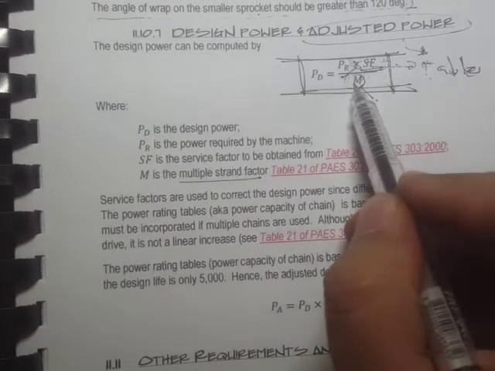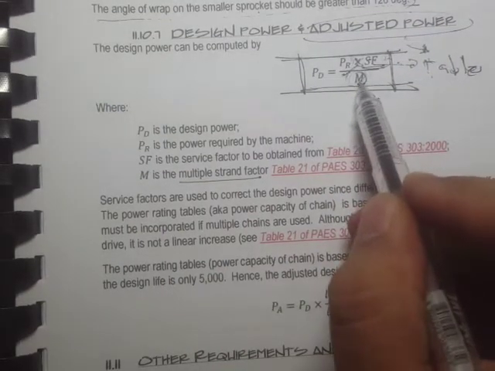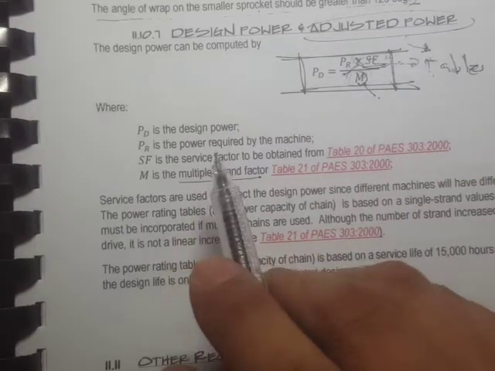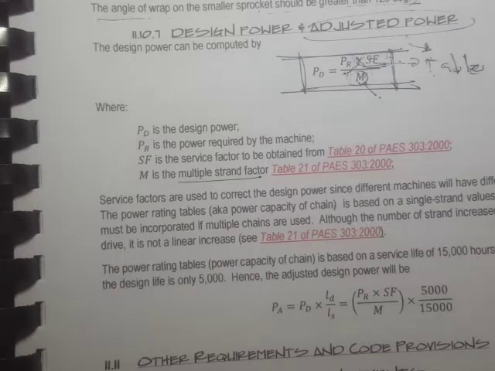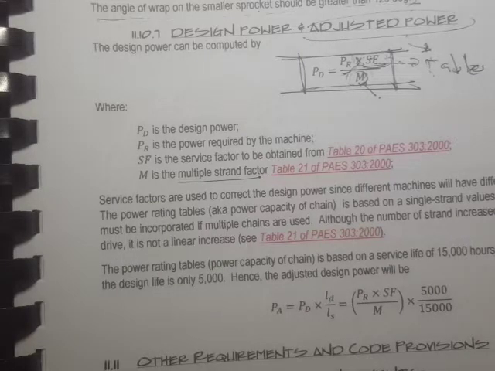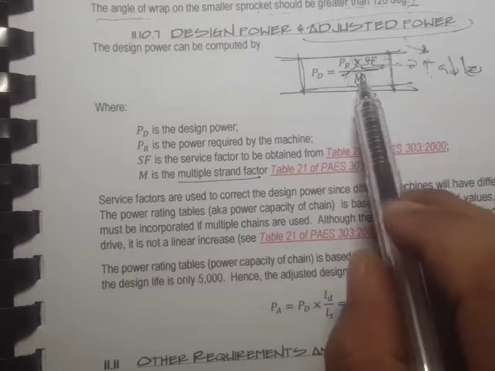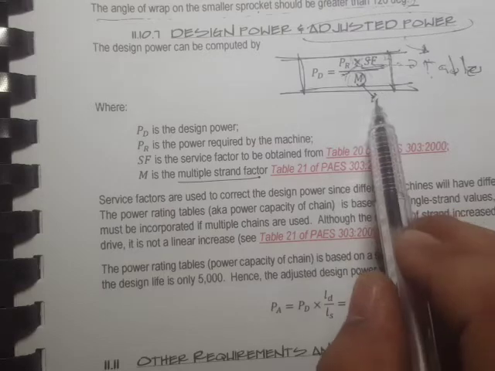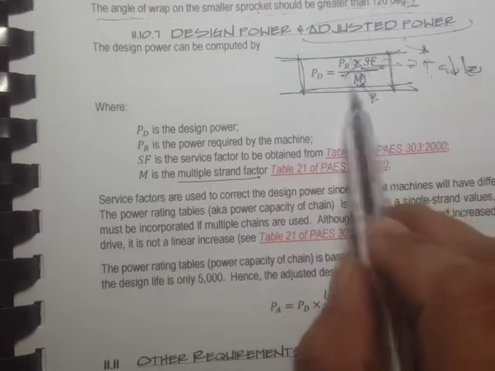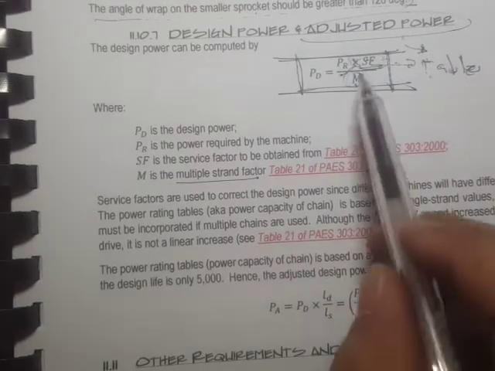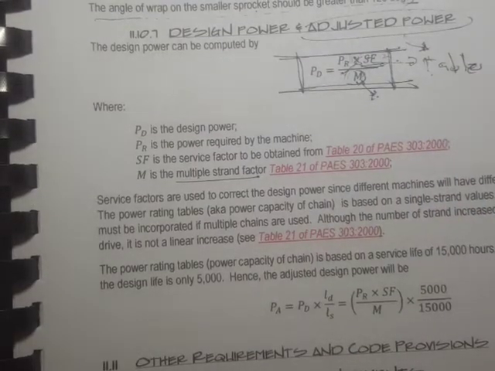Okay, so this multiple strand factor, basically, if you have a higher number of strands, then of course you have higher power. However, this is not a linear thing. So if you have a double strand, it doesn't mean that you have a value of 2 right here. I guess let me show you this table.